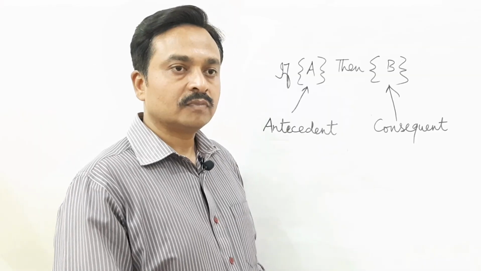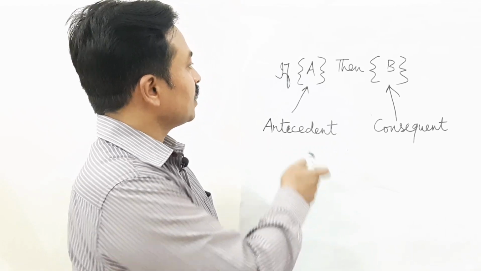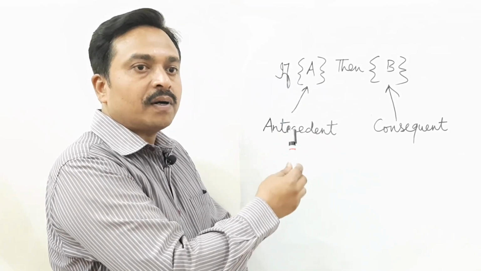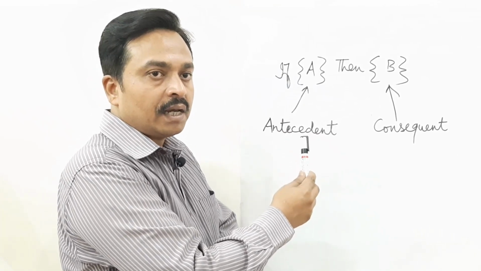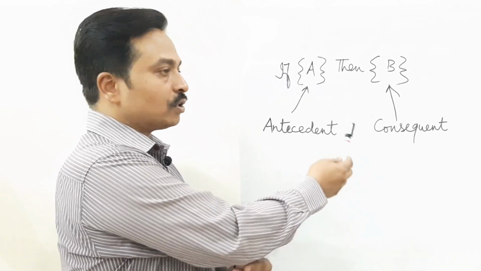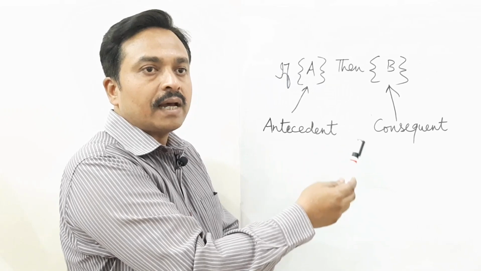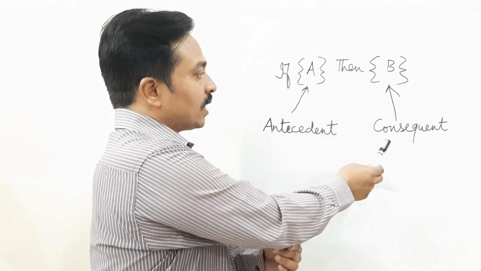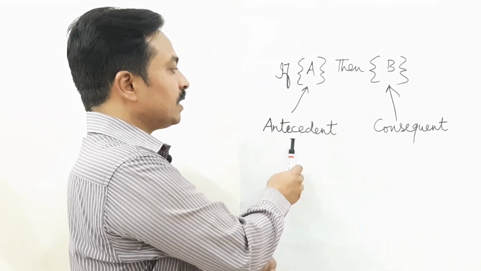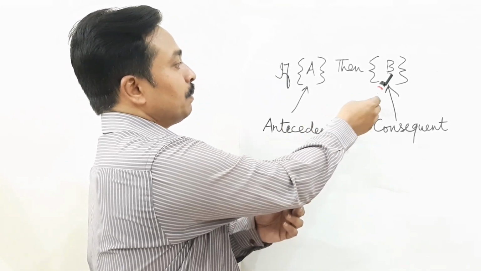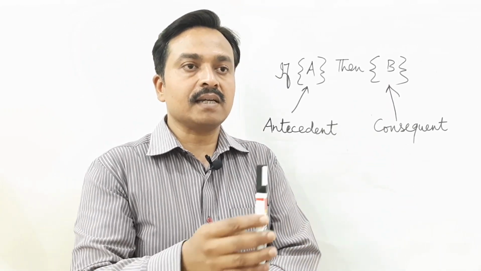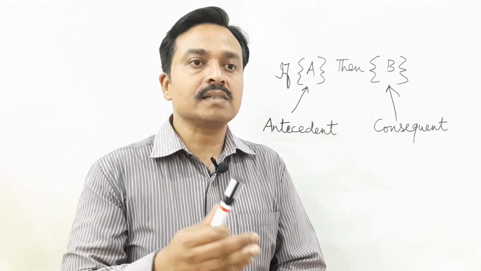if A then B. Here, the if part of the rule, the A above, is known as the antecedent, and the then part of the rule, the B part, is known as the consequent. I repeat it once again. Here A is called the antecedent, and the B part is known as the consequent. The antecedent is the condition and consequent is the result.